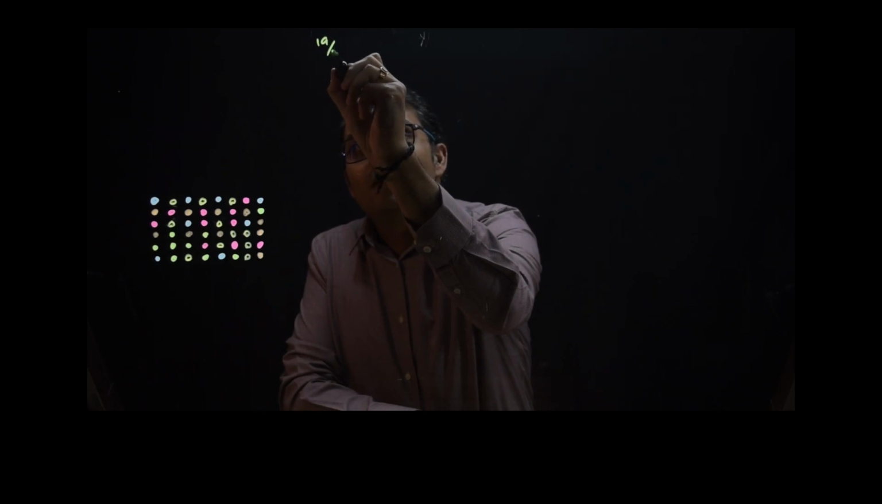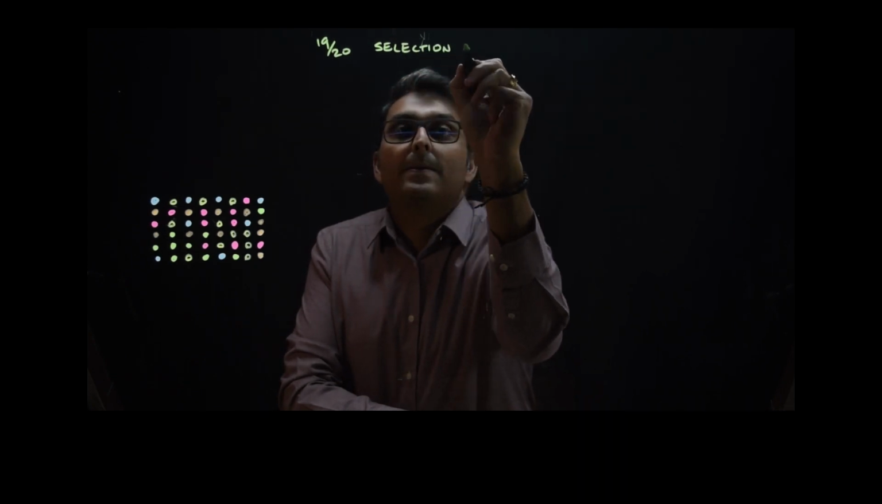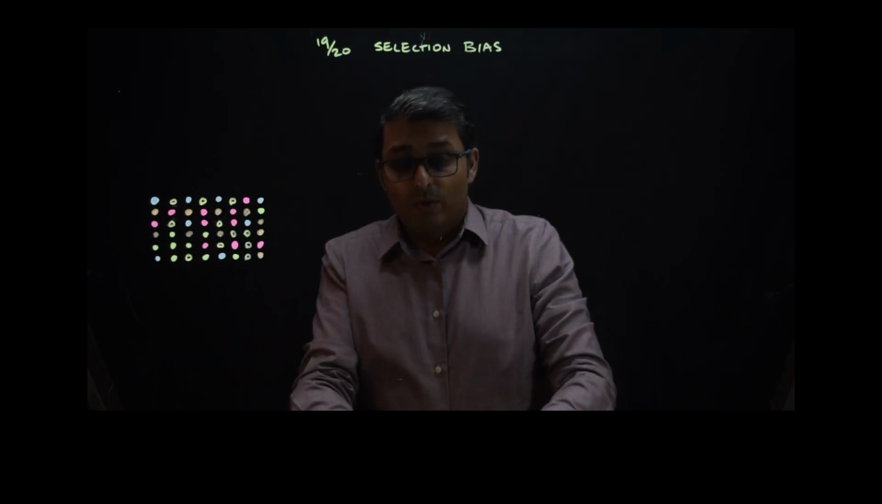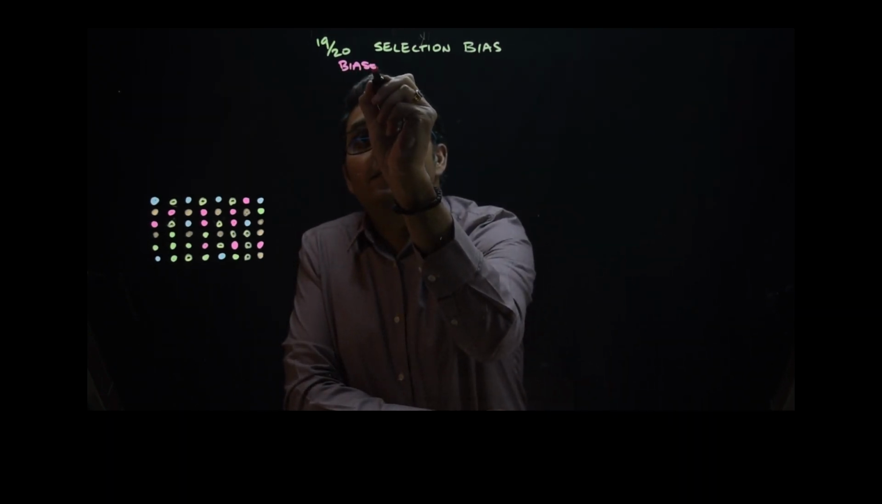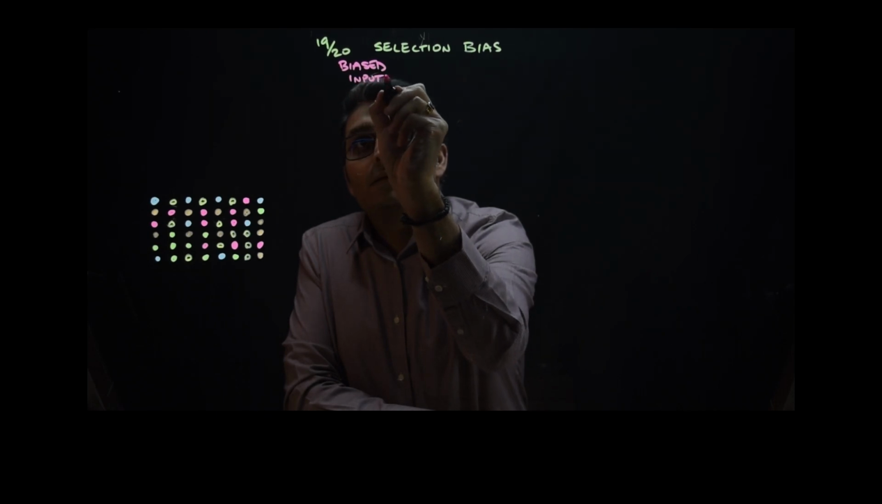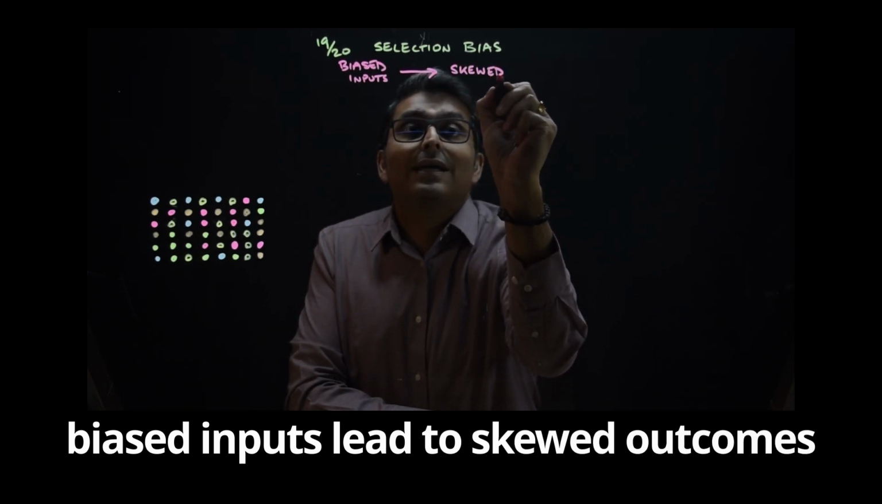In my 19th Cognitive Bias mini-series video, I will be talking about selection bias. Selection bias is where a biased set of inputs which are not representative of the wider population subsequently lead to a skewed outcome.